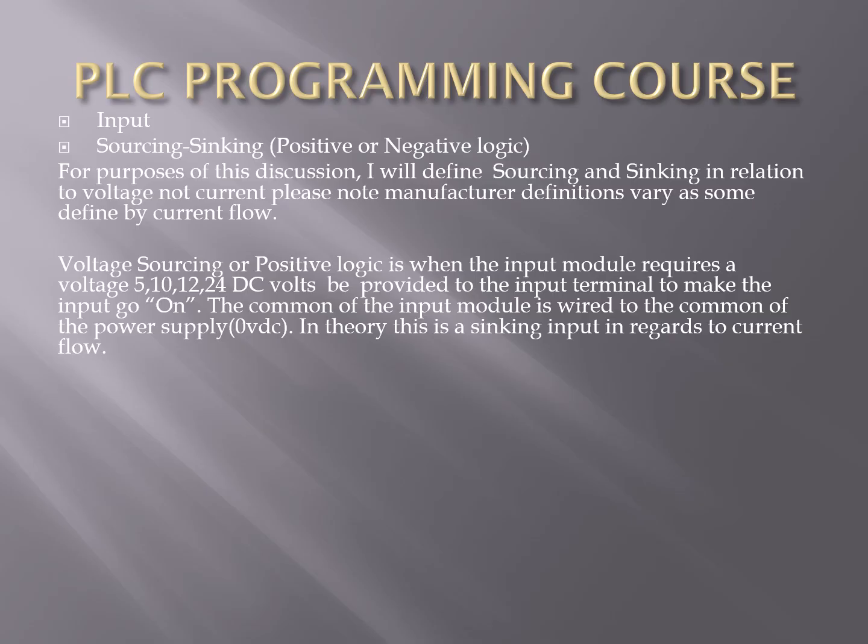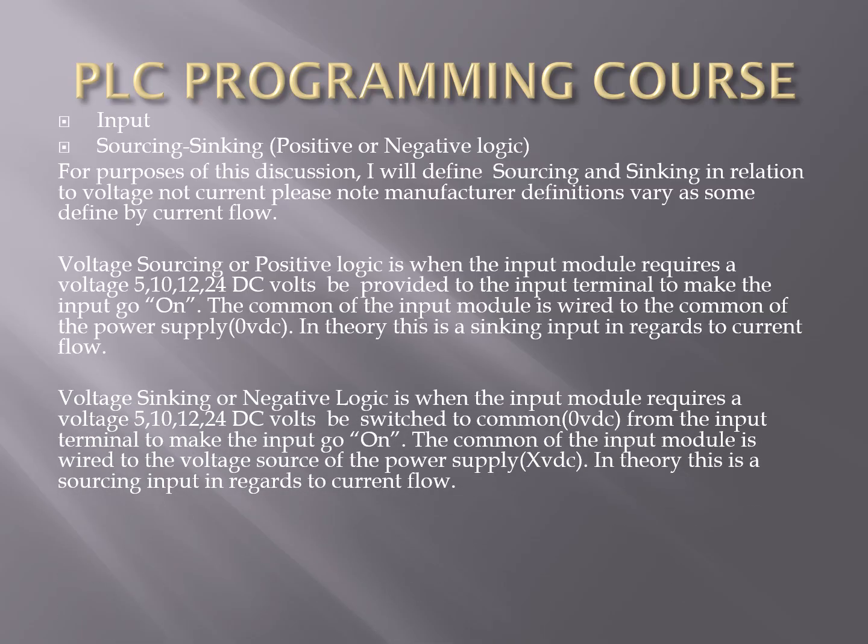Voltage sourcing, or positive logic, is when the input module requires a voltage, 5, 10, 12, 24 volts DC, be provided to the input terminal to make the input go, quote, on. The common of the input module is wired to the common of the power supply, or 0 volts DC. In theory, this is a syncing input in regards to current flow, because current flows opposite of the voltage.